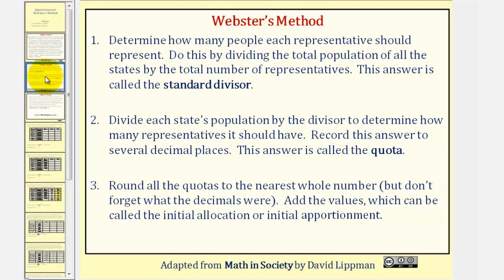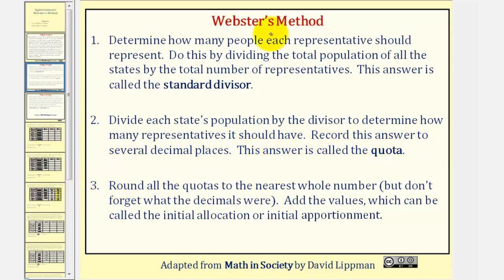To apply Webster's method, step 1, we first determine how many people each representative should represent. We do this by dividing the total population of all the states by the total number of representatives. This answer is called the standard divisor. Step 2, we divide each state's population by the divisor to determine how many representatives it should have. We record this answer to several decimal places. This answer is called the quota.